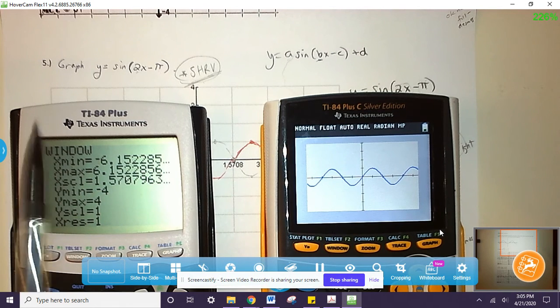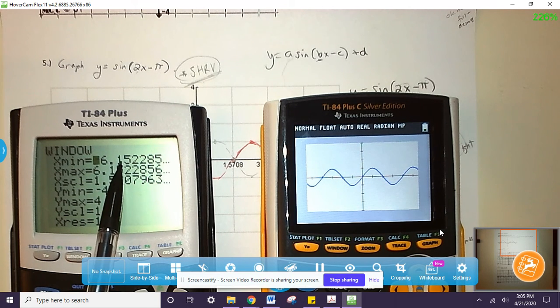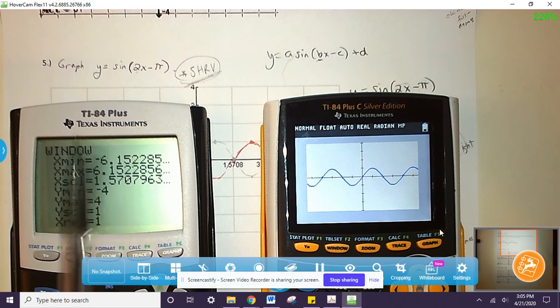So for the older calculators, it goes from about almost -2 pi. Negative 2 pi would be about negative 6.28. I don't know why they make it fall a little short of that. It would make more sense to me if they just went to 2 pi. But it's almost negative 2 pi to 2 pi.